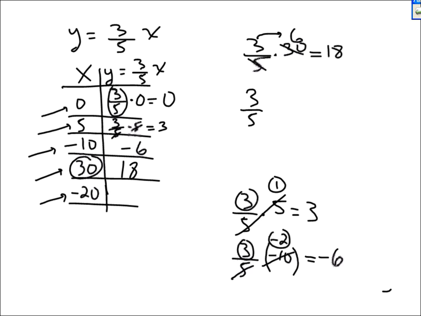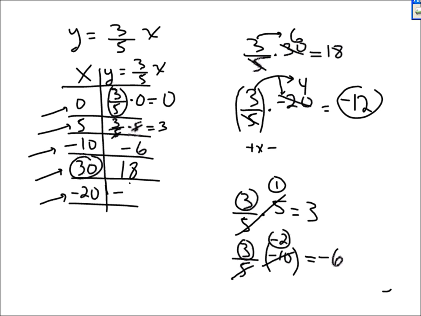3 over 5 times negative 20. If you hate doing 5 into a negative number, not a problem. Get the sign first. 3 over 5 is a positive number. Negative 20 is a negative number. A positive times a negative is negative. Now, ignore signs. The problem is now 3 over 5 times 20. I do not see that negative sign anymore. 5 goes into 20 4 times. 3 times 4 is 12. Final answer, negative 12.